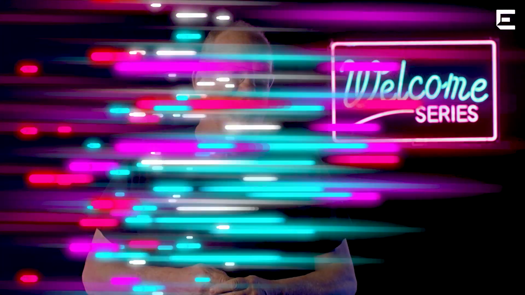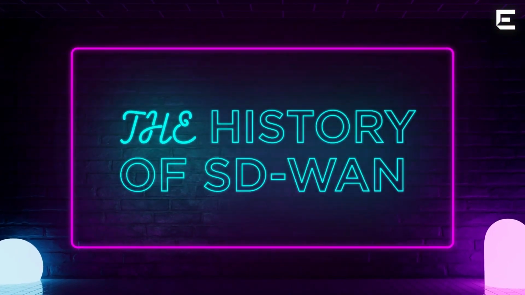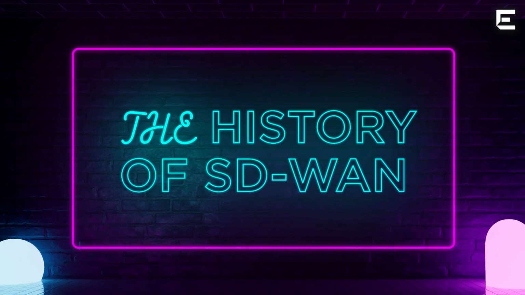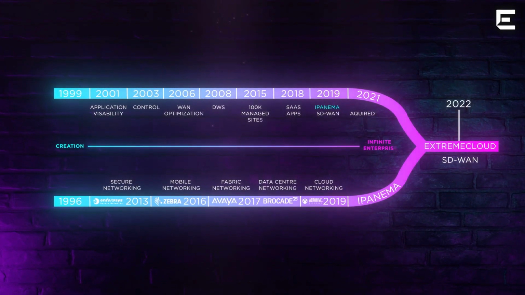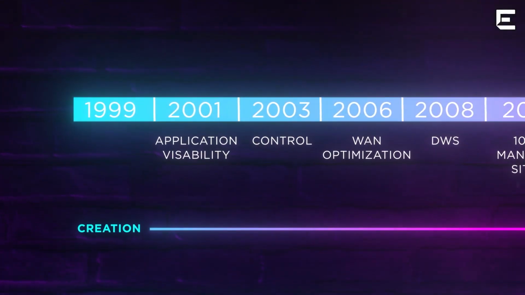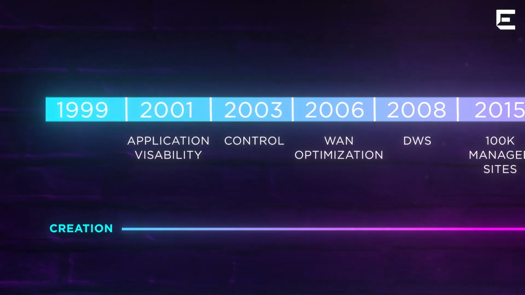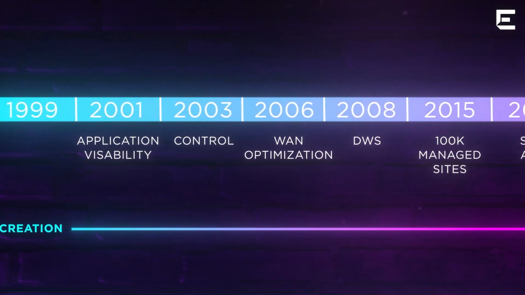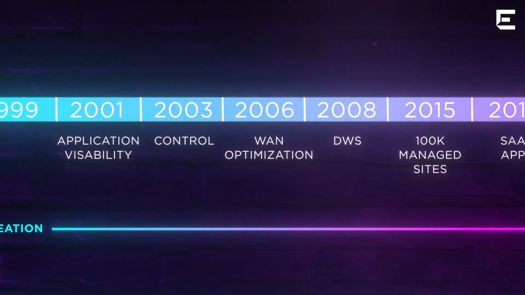So in this episode, let's talk about the what. What is ExtremeCloud SD-WAN? Well, to kick off, let's just consider a little bit of history. It all began back in 1999. A French company, Ipanema, recognized that there was a genuine need there to gain visibility of applications that were increasingly distributed out across networks. A couple of years later, 2001, they released their first product called, interestingly, Application Visibility.